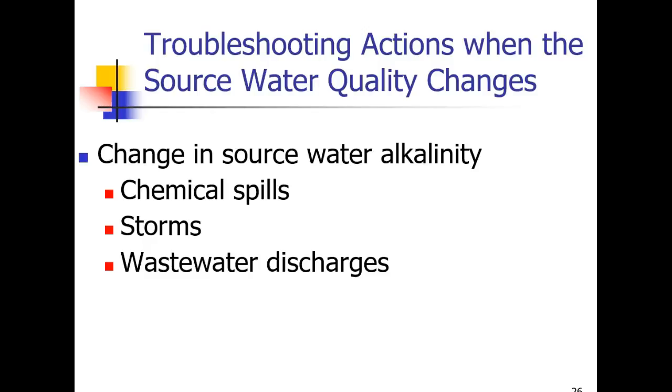So when your source water quality changes, you look at change in source water alkalinity from chemical spills, storms, wastewater discharges. You know, right now, we have all this precipitation coming down out of the Sierras. It's absolutely crazy. These wastewater treatment plants are probably doing some emergency discharges into our local waterways, which again, gets under the NPDES permit, National Pollutant Discharge Elimination System. But anyway, again, that's all being highly monitored.